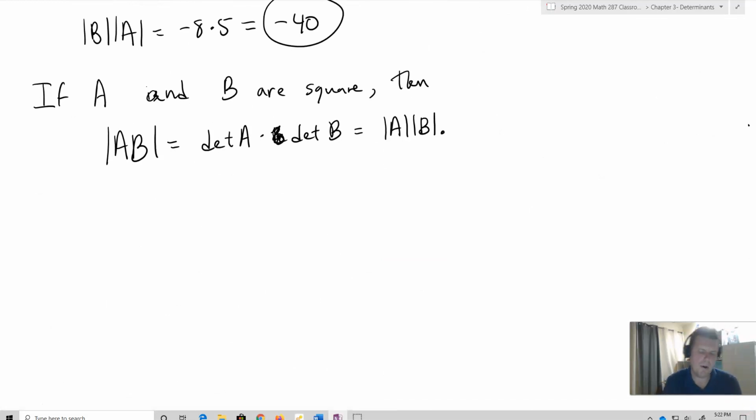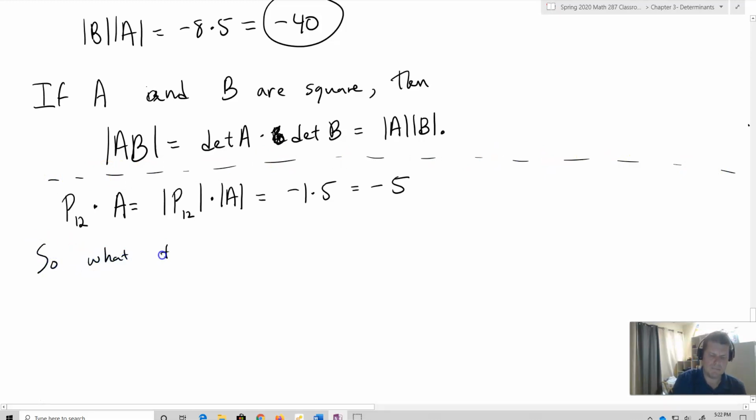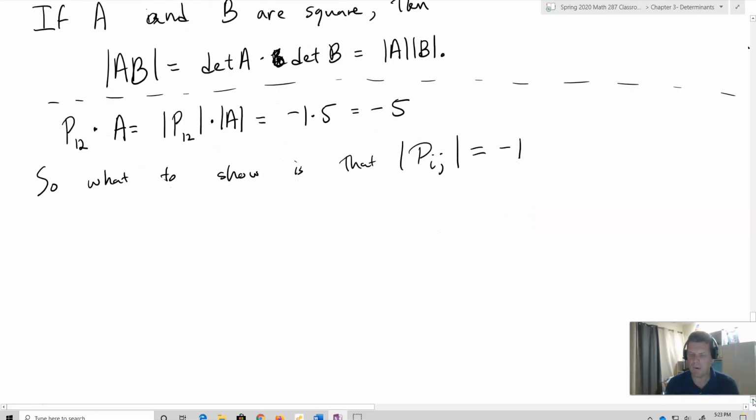So remember that we had the permutation matrix P12 times A. The determinant of the permutation matrix times the determinant of A, that was negative 1 times 5, and so we ended up with negative 5. So that's really good. Now what we want to show is that if we take any permutation matrix Pij, its determinant will equal negative 1, because that will come in very handy when we start thinking about row operations.